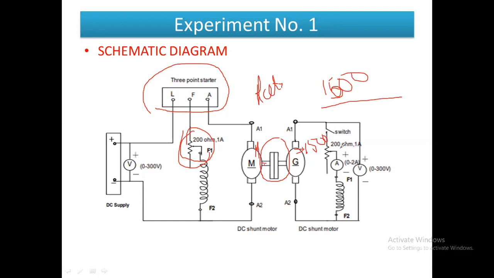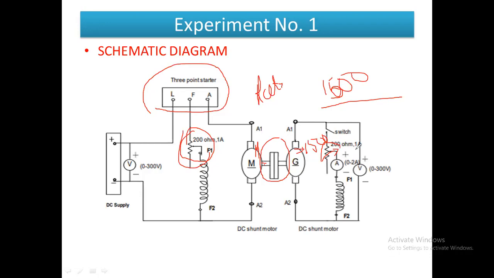Okay, now after that, we vary the resistance, the rheostat which is connected in series with the field winding, and by varying this value of resistance, we check the voltage. Okay, we are checking the voltage by varying the resistance which is connected in series with the field winding of the generator, that is the rheostat. By varying that rheostat, we vary the current.